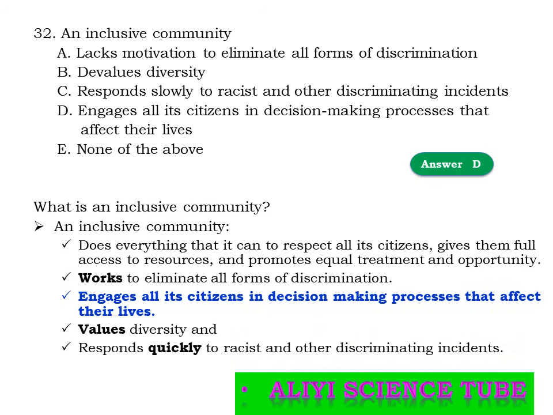Let us see the explanation. What is an inclusive community? An inclusive community does everything it can to respect all its citizens, gives them full access to resources, and promotes equal treatment and opportunity. So it works to eliminate all forms of discrimination. Look at A. Engaging all its citizens in decision-making that affects their lives is D, the answer. B devalues diversity, so it is negative; it must value diversity. And it must respond quickly, not slowly, to racist and other discrimination incidents. So the answer that looks like an inclusive community is choice D. The answer is perfectly D.